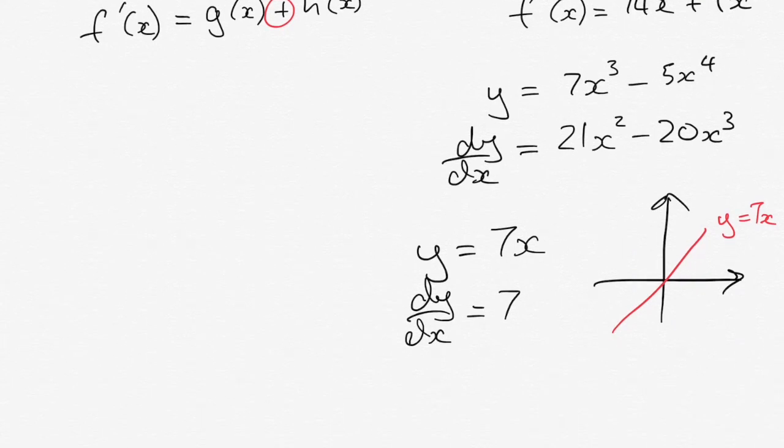That's one way of thinking of it. But also we can imagine that 7x is really 7x to the power of 1. If we apply our rule, we bring 1 down, multiply by 7. 1 times 7 is 7. And then we subtract 1 from the power, and we get 7x to the power of 0. And we know that x to the power of 0 is 1. So this is 7 times 1, which is 7. So mathematically, we get the same answer as well.